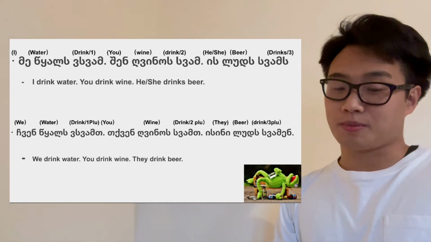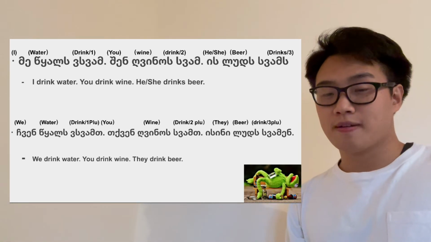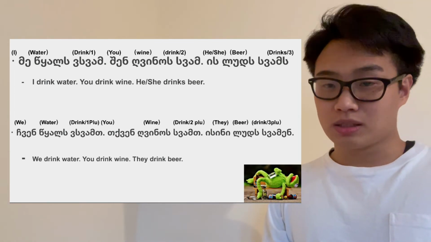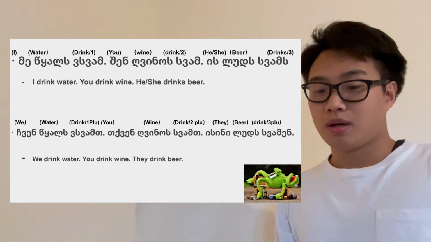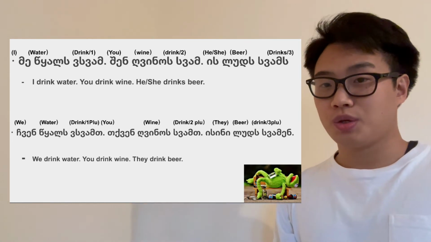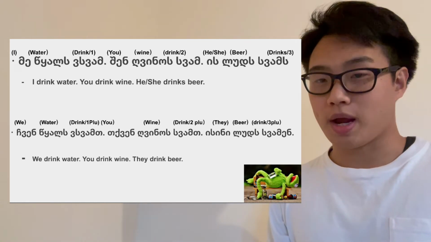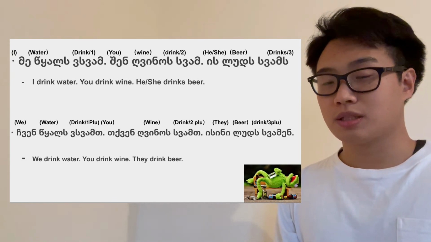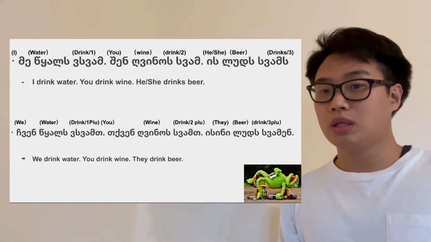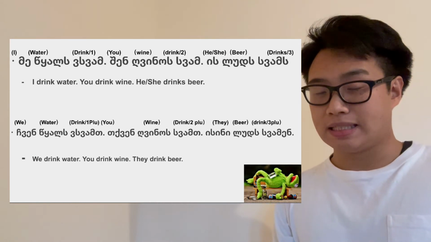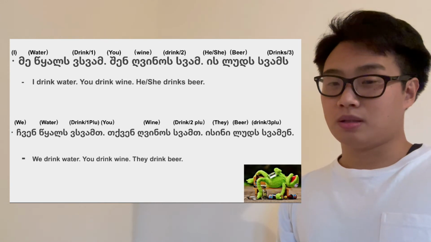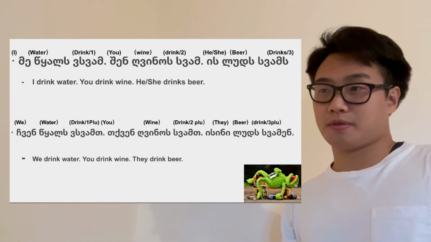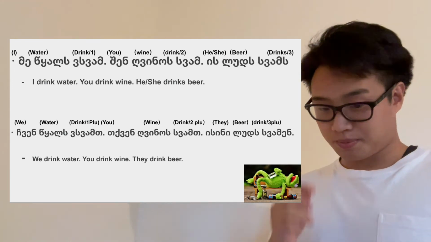So the first example here is მე წყალს ვსვამ, I drink water. წყალს ვსვამ, I drink water. შენ ღვინოს სვამ, you drink wine. ღვინოს, dative case. ის ლუდს სვამს, he or she. Ludi, beer. ლუდს სვამს, he or she drinks beer, swams, drinks for the third person singular form, right?